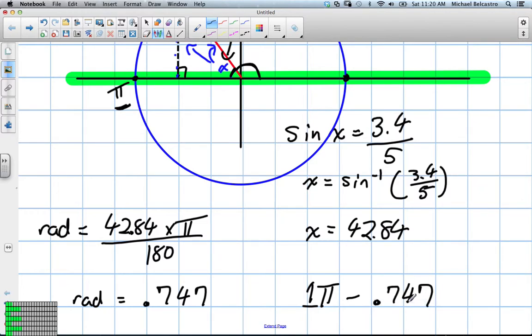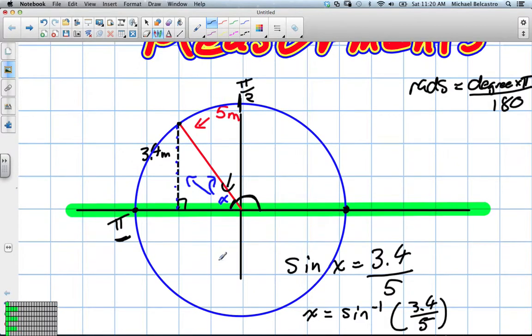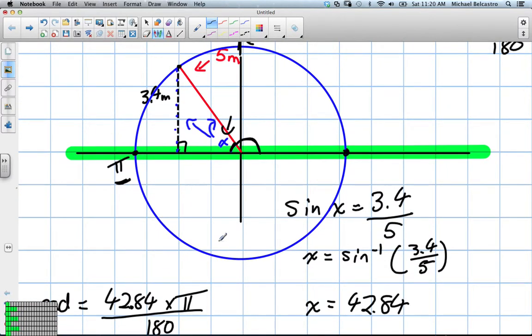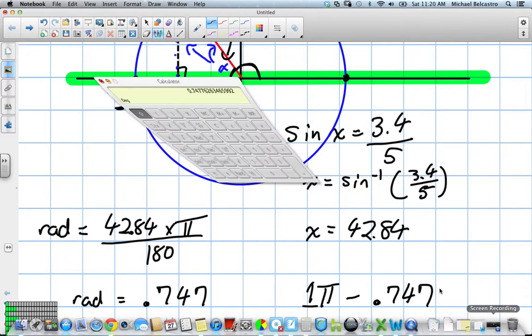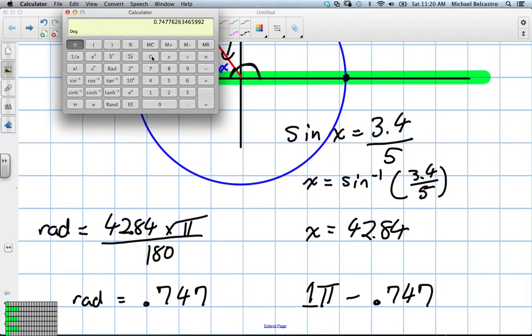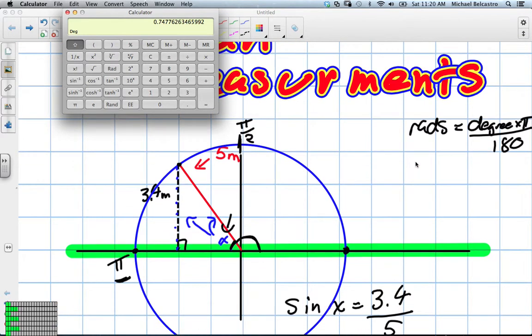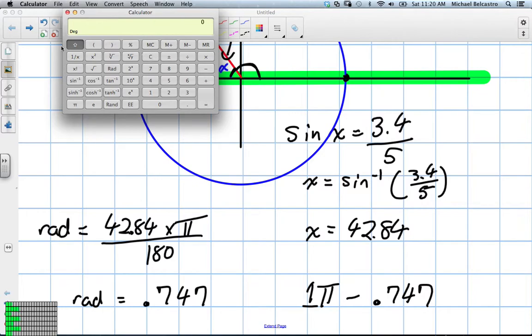Okay? Even though there's no number there, we're doing 1 pi subtract 0.747. That seems like a bit much. I wonder if that has been reversed from what we've done. That seems like a bit much for this angle. Let's try that one more time. It was 42.84. We're just going to double check this. Times pi. Divide. No, it looks like it's going to be that. 180.